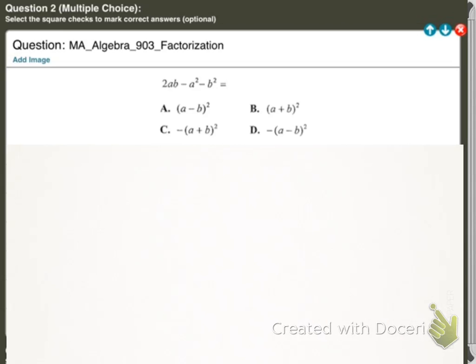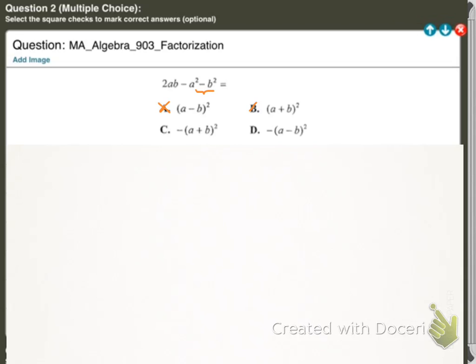Now in this question here, we need to know what does this expression equal to. So first we could identify parts that make up this expression. First look at the minus b squared, which is the last term. So of the four options here, which one is likely to give me the minus b squared at the end?